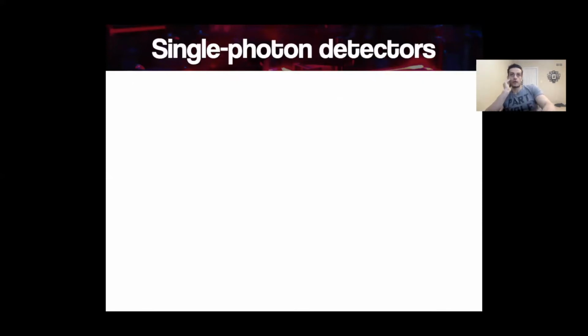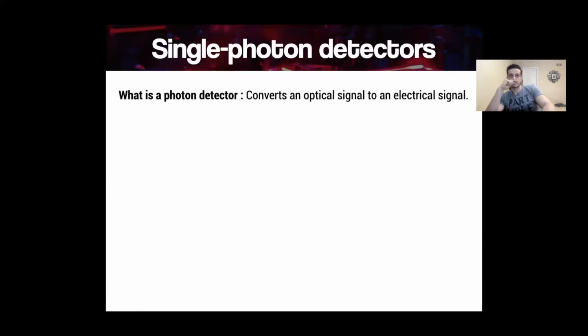Okay, so we did our single photon sources. Now we're going to do the same thing with single photon detectors. So actually first, what is a photon detector? In general, it's just something that converts an optical signal to an electrical signal. An eyeball is an example of something that converts an optical signal to an electrical signal. There are many other ones, sort of like an LED in reverse. An LED converts electrical to optical, so just think of that, but backwards.